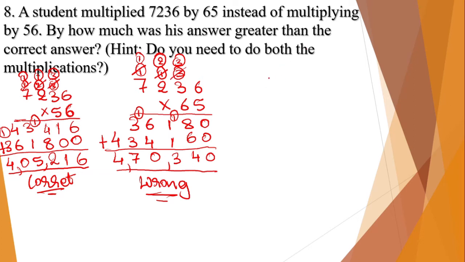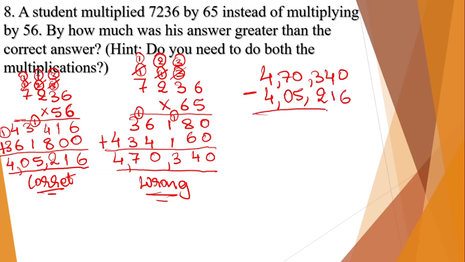Now the wrong multiplication is 4,70,340, and we should minus it with the correct multiplication, which is 4,05,260. Now we should minus it. We should find out the difference.